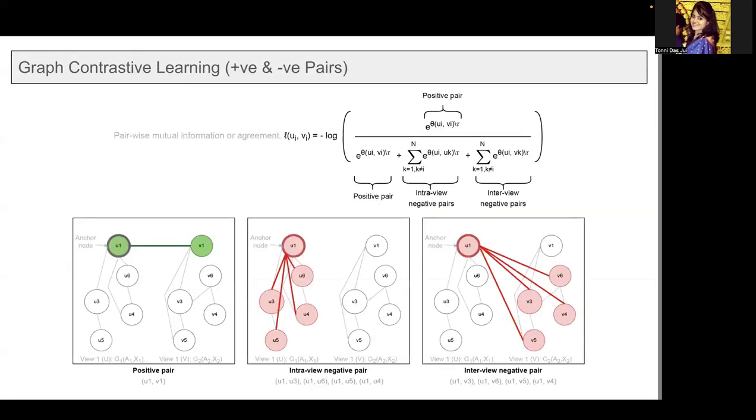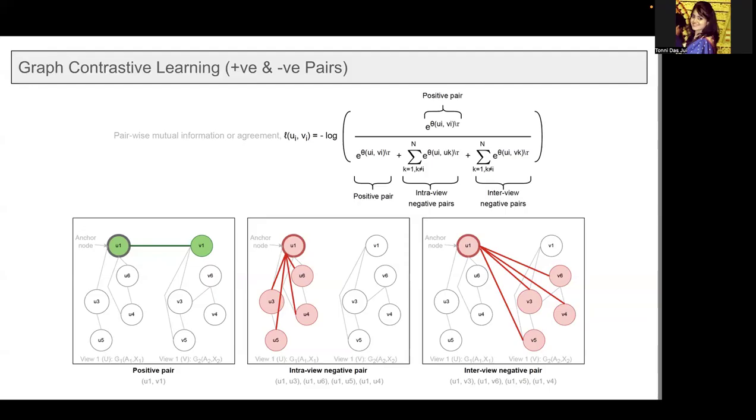Now, let's see how people generally measure the mutual information or agreement, L(UI, VI), for this formula. So L(UI, VI) is designed incorporating the positive and negative samples that we were talking about before. We can visually illustrate the process using node UI as the anchor. So a positive pair is formed between the anchor node in one view and its corresponding node in the other view. For example, U1 and V1.